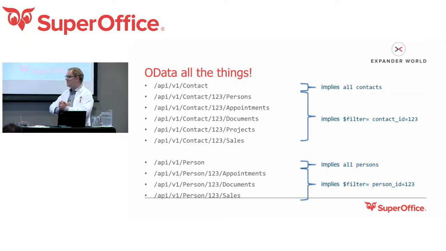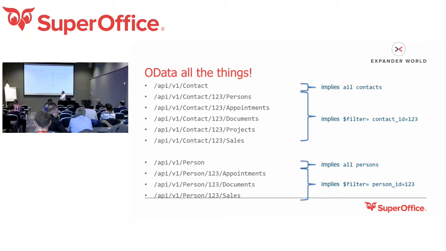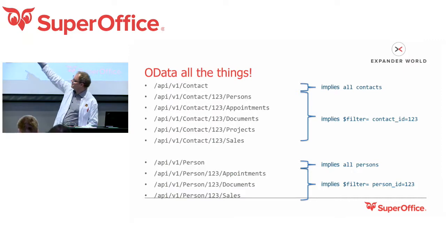So we stick OData on all kinds of collections. For example, contact and person are both essentially OData providers, archive providers. Those will give you all the persons. And similarly, for one particular contact, it's very handy to be able to say, for this contact, give me the list of persons on that contact. So there's contact 123/persons. That'll give me the list of persons that have contact ID 123.